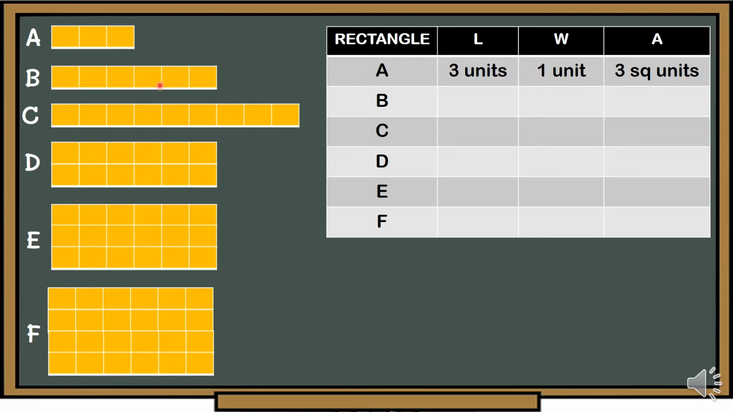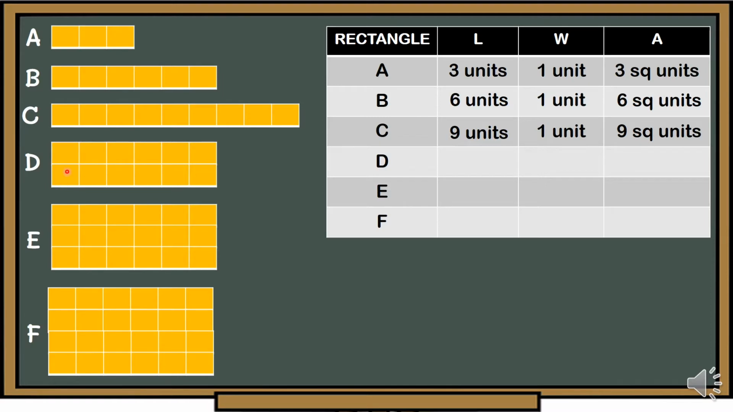Now in rectangle B, what do you think is the length? Alright, so 1, 2, 3, 4, 5, 6. The length of rectangle B is 6 units, while the width is of course 1 unit, with a total area of 6 square units. In rectangle C, the length is 1, 2, 3, 4, 5, 6, 7, 8, 9 units, and the width is of course 1 unit pa rin. Ang area is 9 square units.